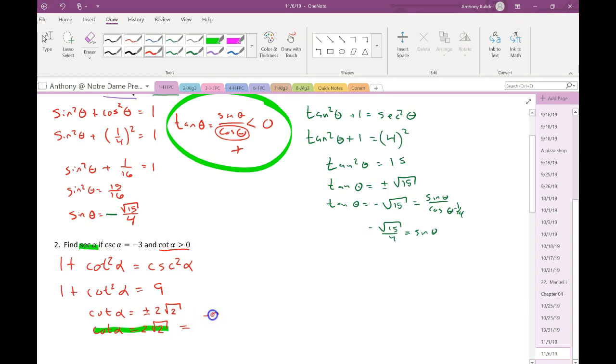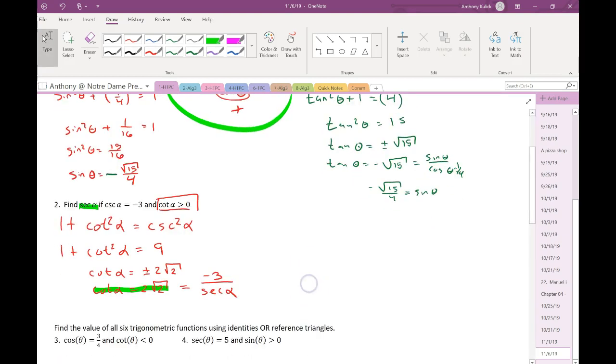So that's going to equal cosecant over secant, right? It's given to me in the problem. And now all I have to do is get the secant by itself, right? So I multiply both sides by secant alpha, and then I divide by 2 root 2. And then I'd probably want to rationalize this denominator by multiplying the top and bottom by root 2. And that would give me the negative 3 square root 2 over 4.